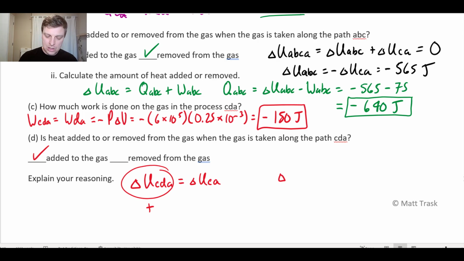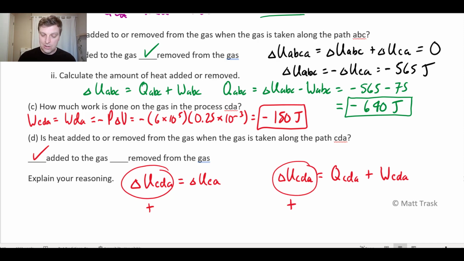Well, my change in internal energy CDA is also equal to the heat CDA plus the work CDA. And we saw that the work done on the gas was negative. So the only logical conclusion here is that the heat that flows into the gas must be positive, because the overall change in internal energy is positive and the work done was negative. Okay, that is it for part 2 of heat engines.